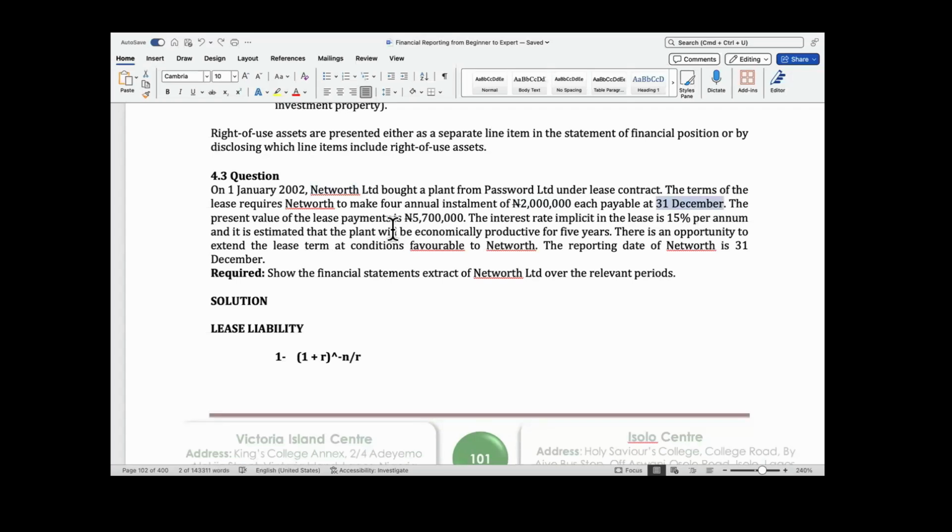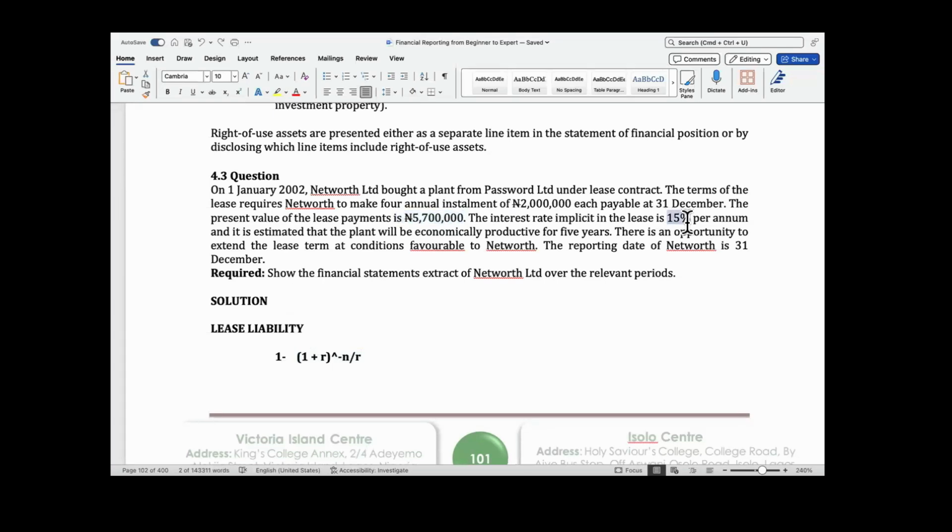They already gave us the PV of lease payments. They already gave you. So if they don't give you, you have to compute it. Very straightforward. You use this annuity formula: 1 minus (1 plus r) raised to power minus n, over r. Whatever you get, you multiply it by the annual amount, and it should give you something very close to this.